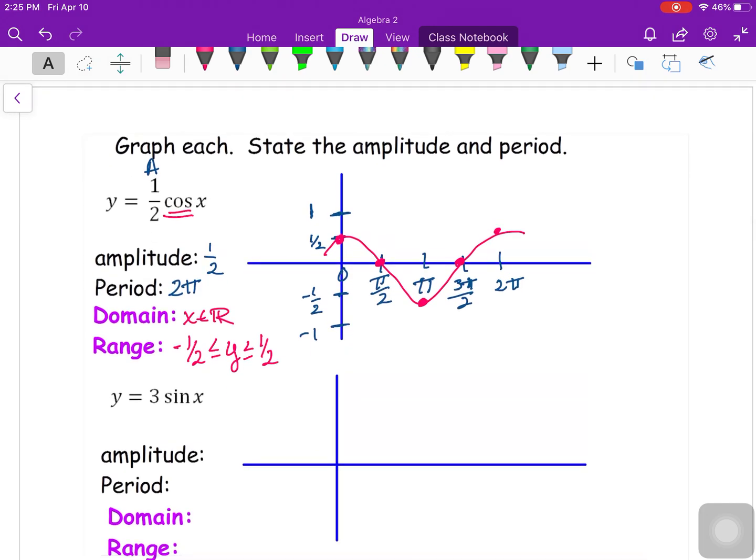So let's check this one out again. Cosine. Cosine begins at 0, 1, but since we have a vertical stretch of 1/2, it's 0, 1/2. So we start up, back to 0, down, back to 0, up.